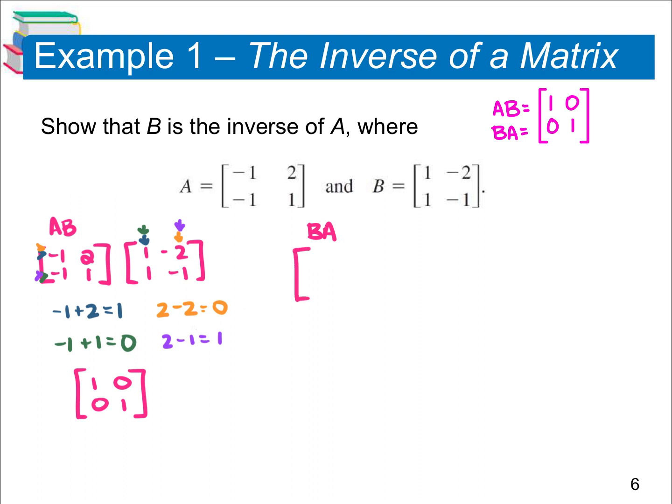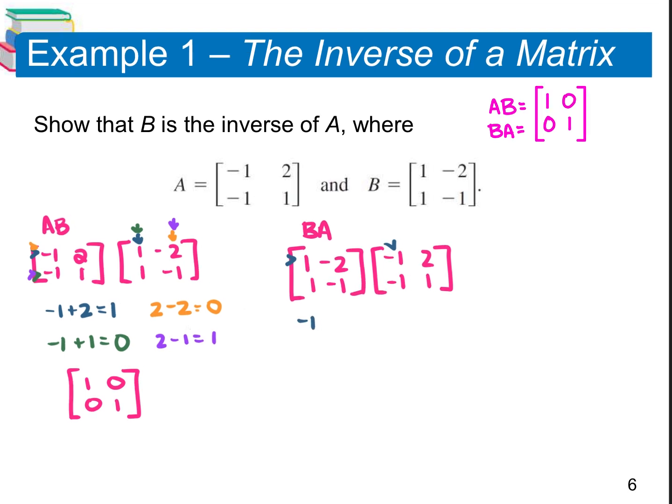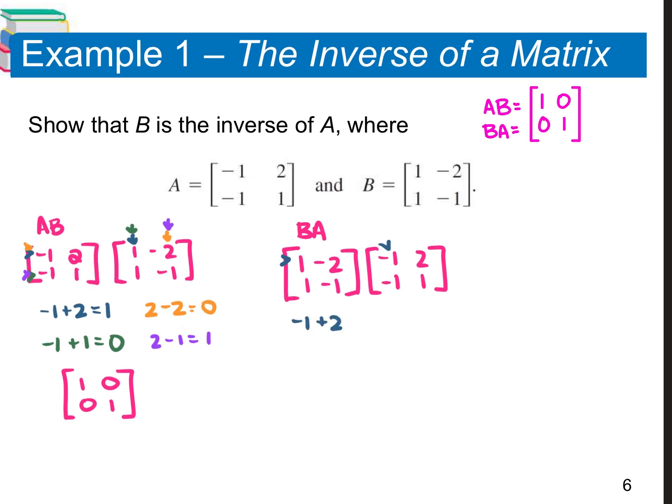So we're going to do that: 1, -2, 1, -1 times -1, 2, -1, 1. So we're going to go first row, first column. -1 times 1 is -1. -2 times -1 is +2. That gives us 1. First row, second column. 1 times 2 is 2. -2 times 1 is -2. That gives you 0.